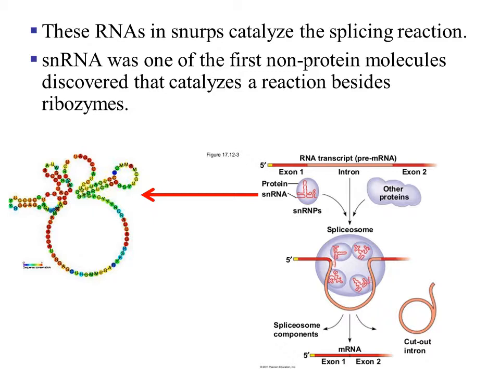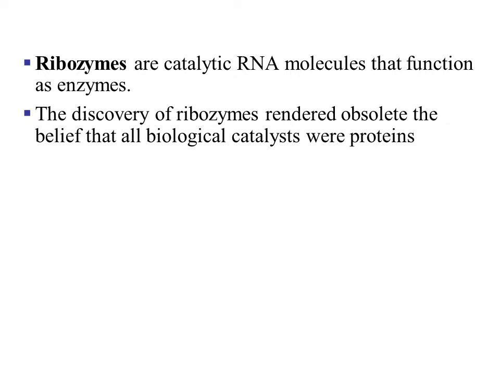When we talked about glycolysis, there were 10 enzymes involved in converting glucose into pyruvate. All of those were protein-based enzymes. These enzymes have catalytic properties. The snRNA that makes up the SNRPs has catalytic activity, but it is not protein-based. It is RNA-based. Ribozymes also have catalytic properties. A ribozyme is also an RNA molecule that functions just like an enzyme. So the discovery of ribozymes and snRNA rendered obsolete the belief that all biological catalysts were protein-based.